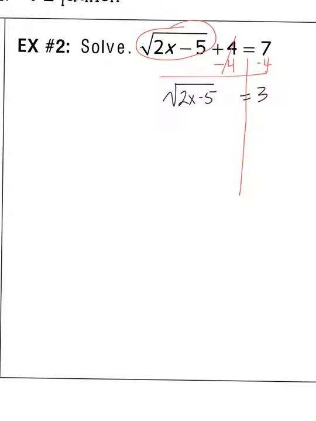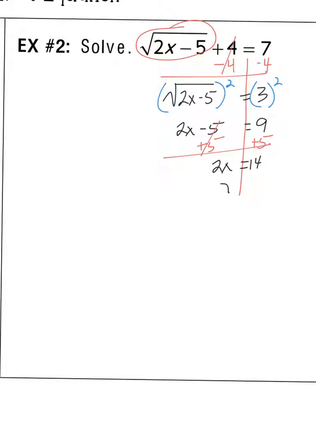Because your index is 2, you're going to square this side and square this side. So that leaves you with 2x minus 5 on the left and 9 on the right. So then we're going to add 5, and you get 2x is equal to 14. When you divide by 2, x is equal to 7.